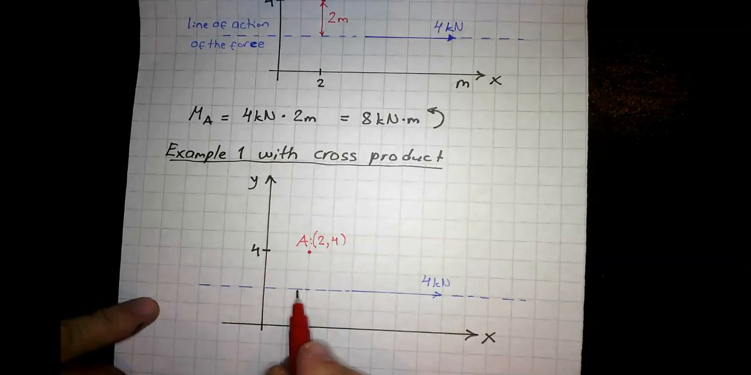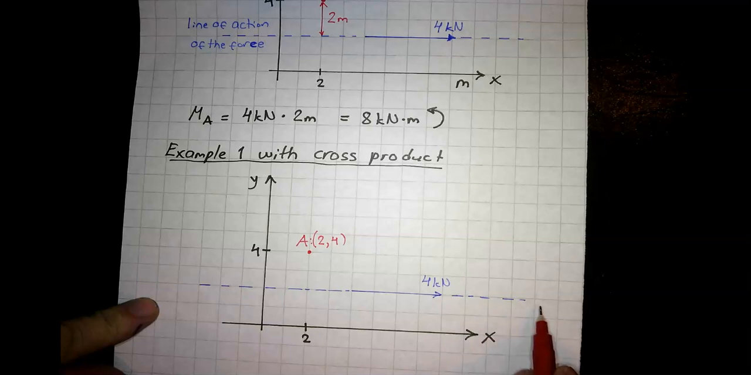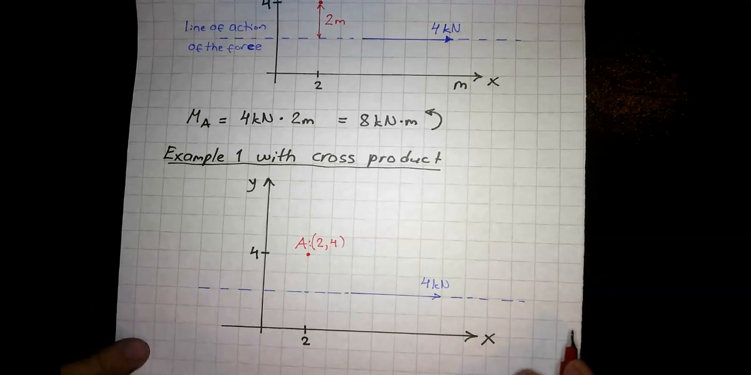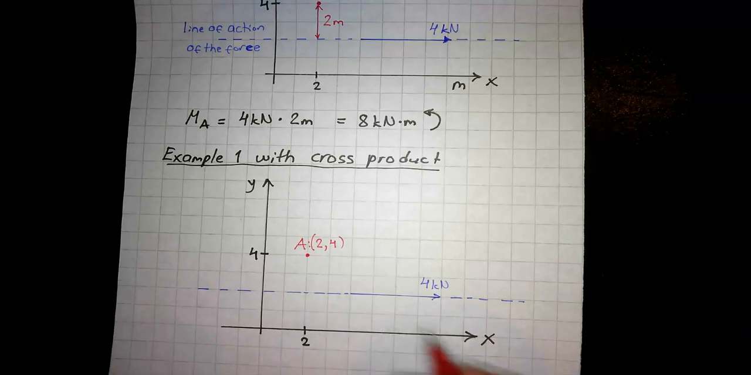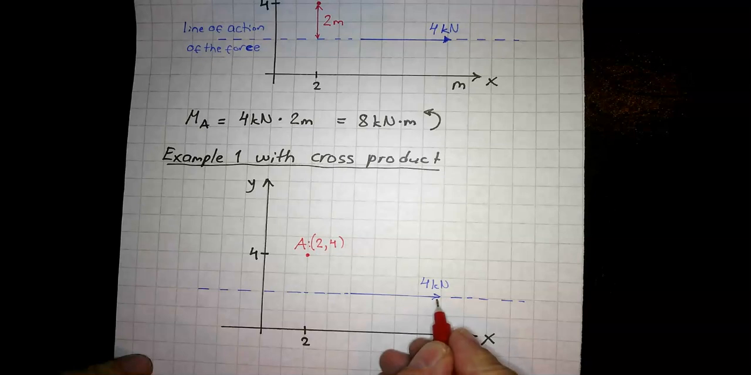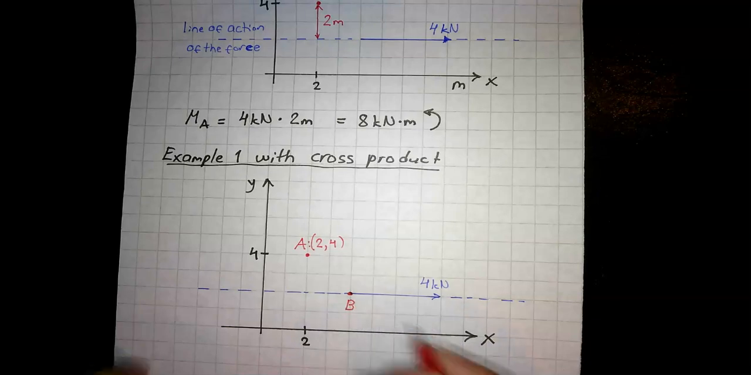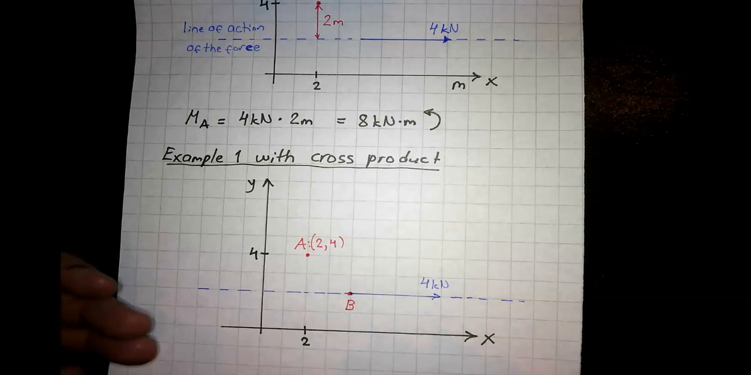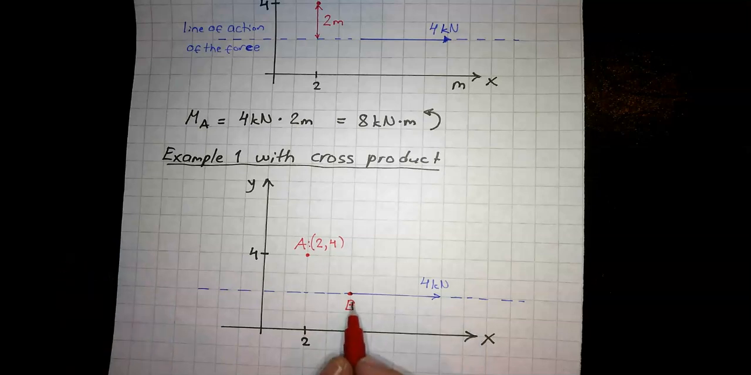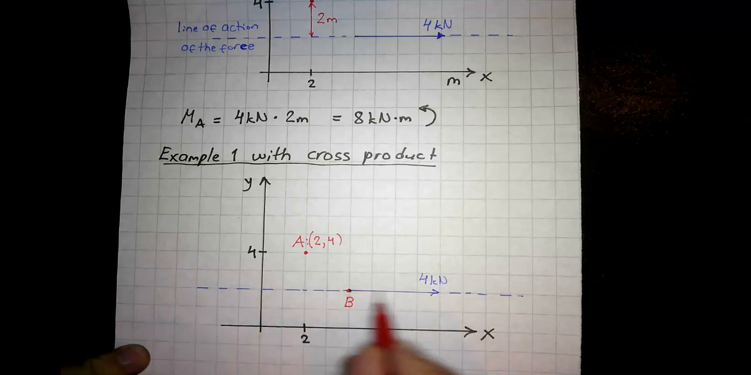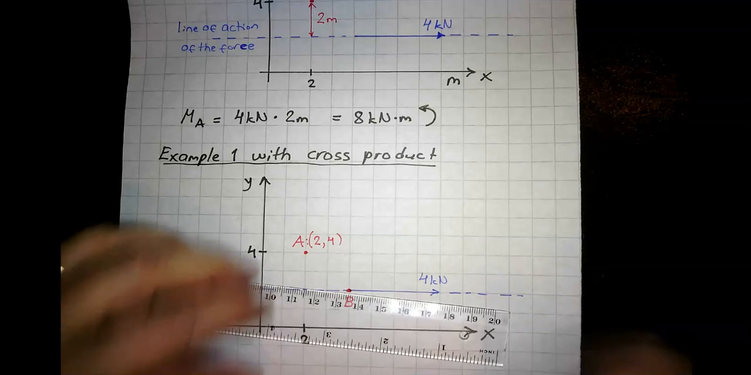Actually, it does not matter what point I choose. Let's say I will choose, I guess the most obvious thing you could choose would be the point where this force is attached. So I will choose this, let's call that B. But as I said, I did not need to choose that point. It is enough to choose whatever point on this line, which is the line of action of that force.